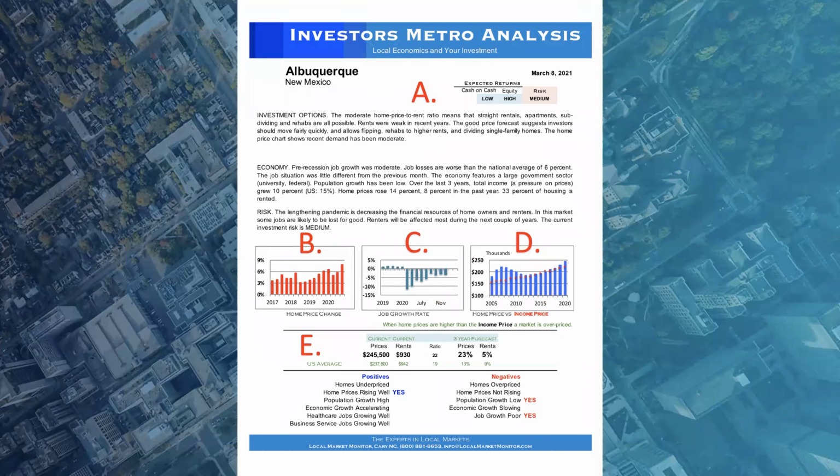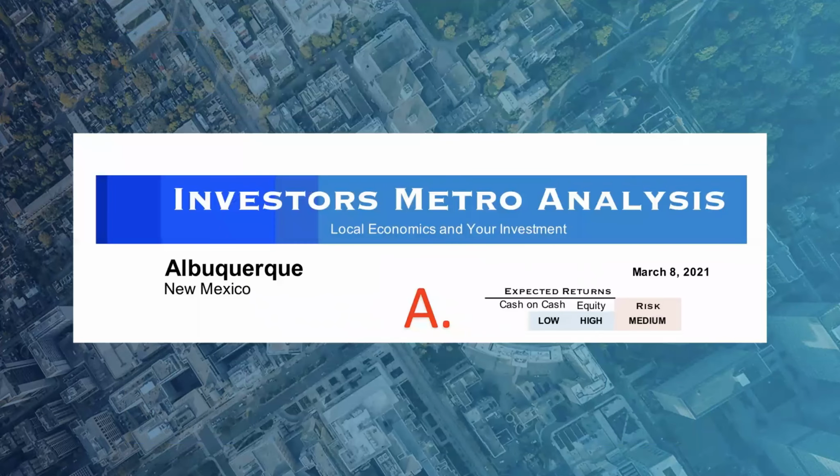Okay, here are the features on the first page of the meta-analysis we'll examine in more detail. Next to the risk rating we've already talked about are two ratings for returns an investor can expect. One for cash-on-cash returns, that is from your rents, the other an equity return that would come from selling your property. These ratings are based on our forecasts of rents and home prices, and they can be high, medium, or low. The ratings are an indication, not a promise.